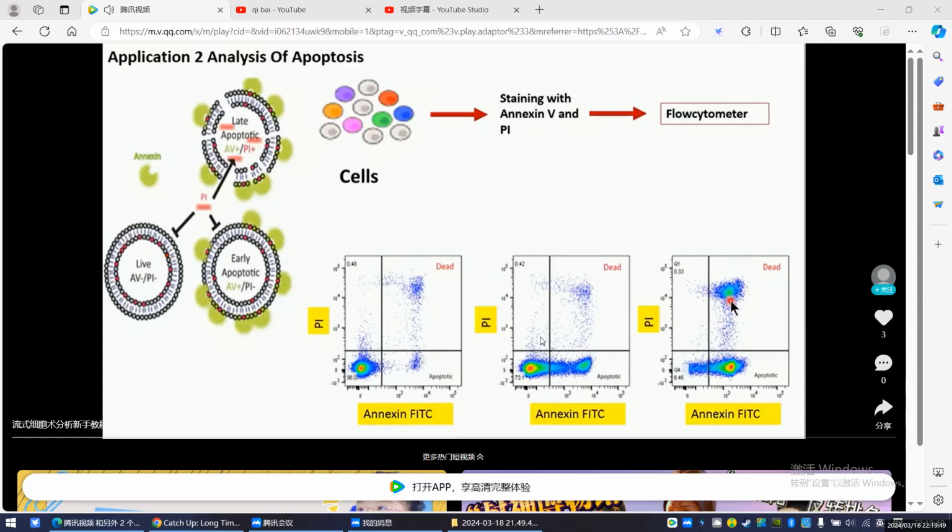So again, healthy cells are negative for both, apoptotic cells are positive for annexin and negative for PI, and dead cells are positive for annexin as well as positive for PI. It is a very interesting application where we analyze apoptosis by flow cytometer. Now we move to the third application, that is analysis of cell cycle.